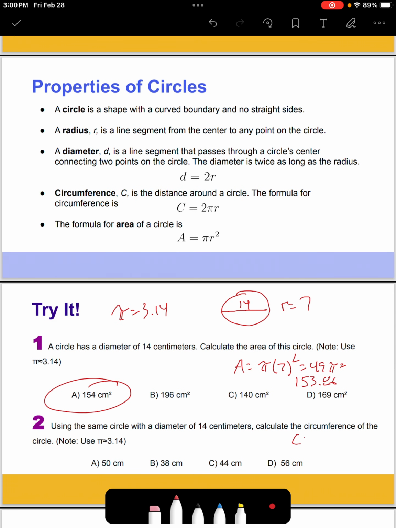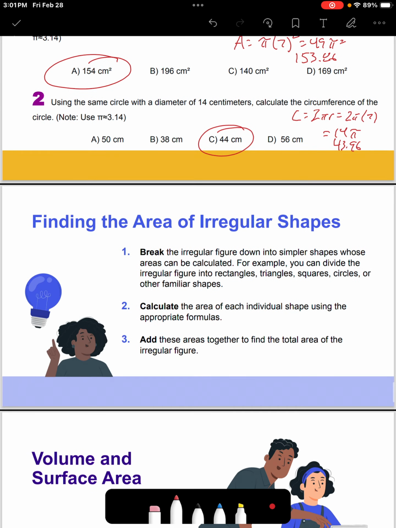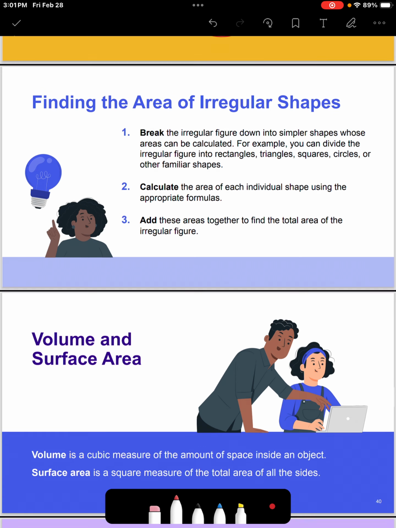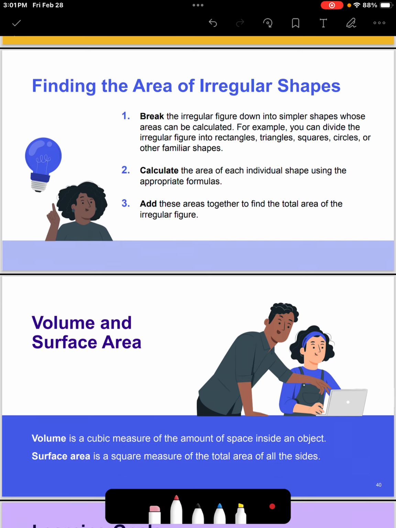The circumference is 2 pi r, so that would be 2 times pi times my radius, which is 7. That'd be 14 pi. 14 times pi is 43.96, or 44 centimeters. So now to find the area of an irregular shape, we're going to break it down into smaller shapes to be calculated. Calculate each shape and add them up to find the area.